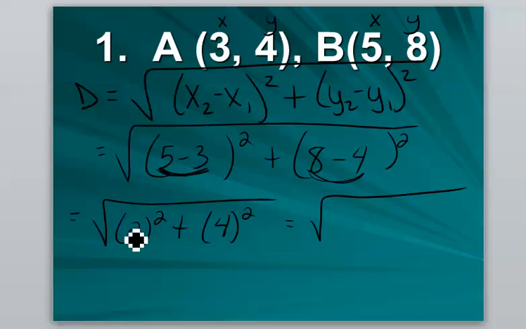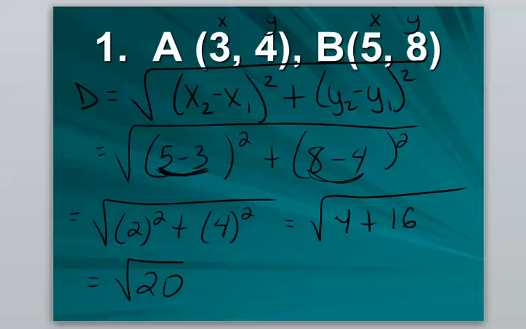Then we'll do our exponents. 2 squared, 2 times 2 is 4. And 4 squared, 4 times 4 is 16. And we add those up, and we have the square root of 20. Again, all of these answers need to be in simplest radical form. Do not write down the decimal.